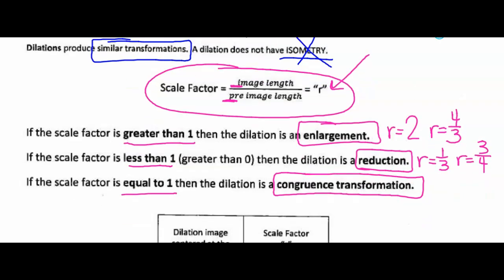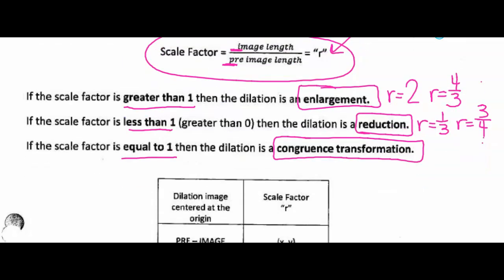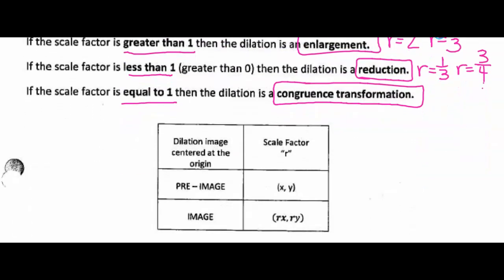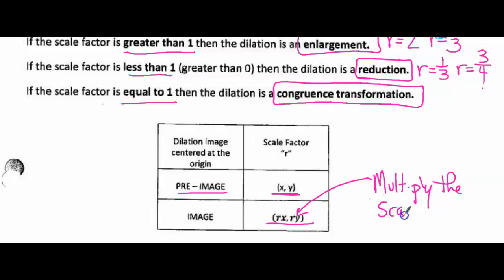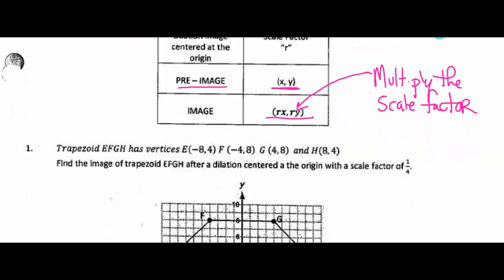And the next step here is your notation. Oh, sorry. It's not letting me move this. There we go. So we had a notation chart like this yesterday. If you have XY, you notice the image has RX, RY. This just means to multiply the scale factor. And I'll show you how to do that here in a minute. Multiply the scale factor. So you're going to take your ordered pair and you're going to multiply it. Okay? So here's our first example down below.